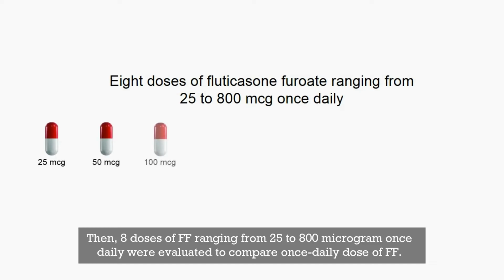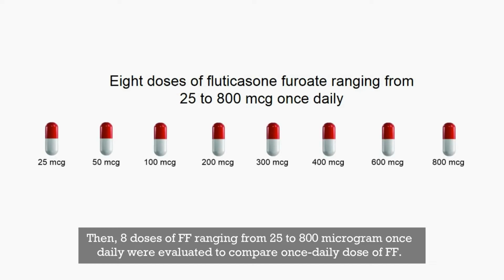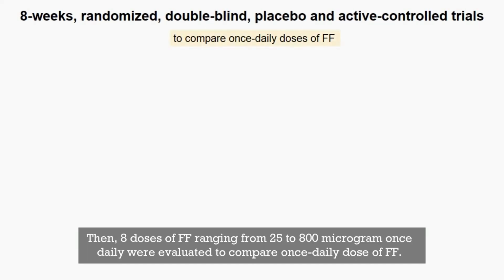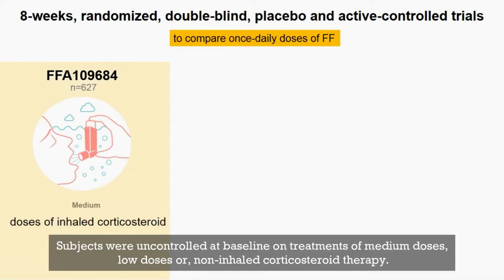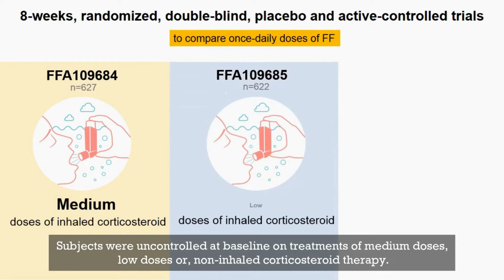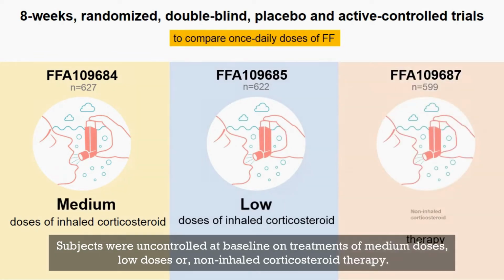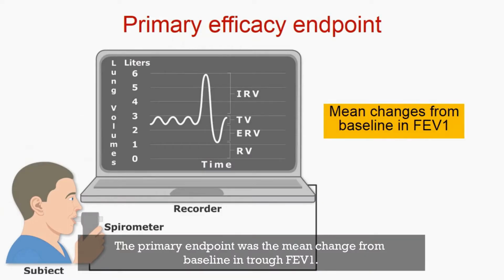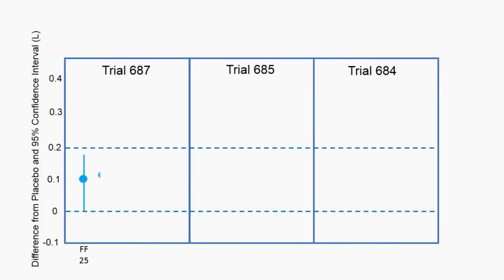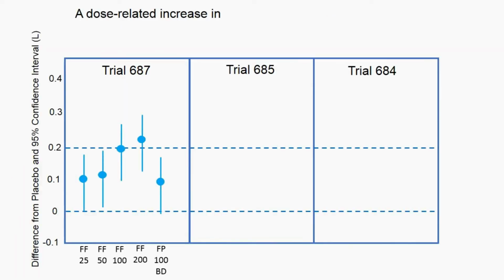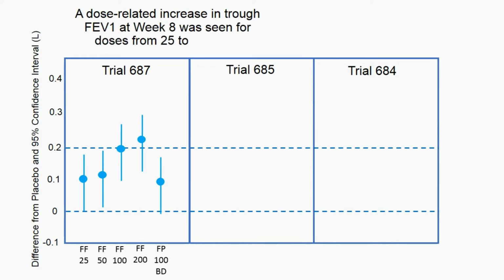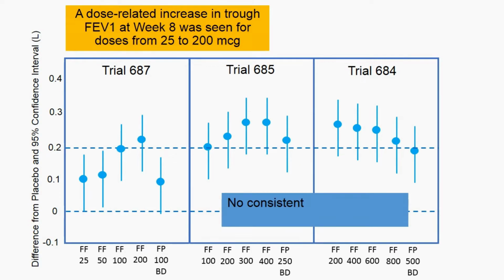Then, 8 doses of FF, ranging from 25 to 800 micrograms once daily, were evaluated to compare once daily doses of FF. Subjects were uncontrolled at baseline on treatments of medium doses, low doses or non-inhaled corticosteroid therapy. The primary endpoint was the mean change from baseline in trough FEV1. As a result, a dose-related increase in trough FEV1 at week 8 was seen for doses from 25 to 200 micrograms, with no consistent additional benefit for doses above 200 micrograms.